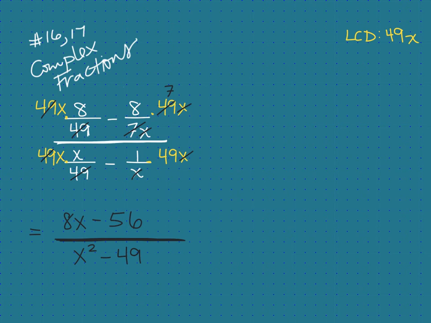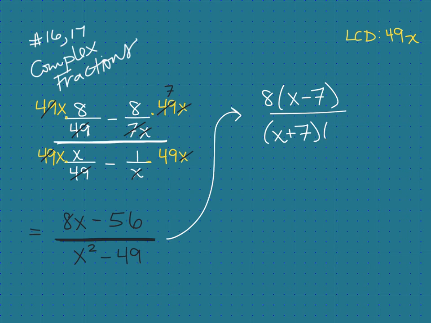Now, as somebody who's been working in ALEKS for a while now, you should see, hey, these are both factorable top and bottom here. So let's factor over here in white. In the numerator, we can factor out a GCF of 8, and we'll be left with x minus 7. Our denominator is a difference of squares, and it factors as x plus 7, x minus 7. We can then see that the x minus 7 factors can cancel, and we're left with 8 over x plus 7.